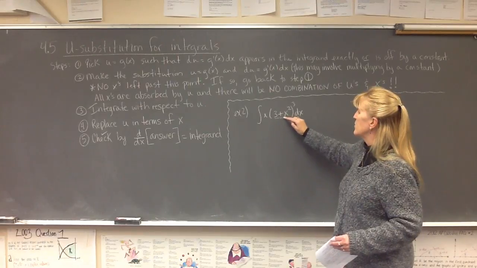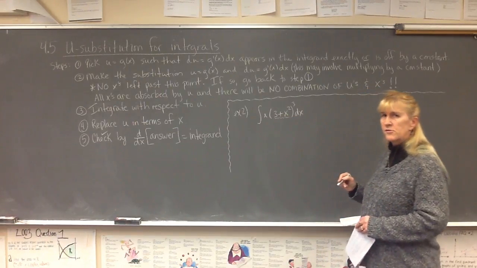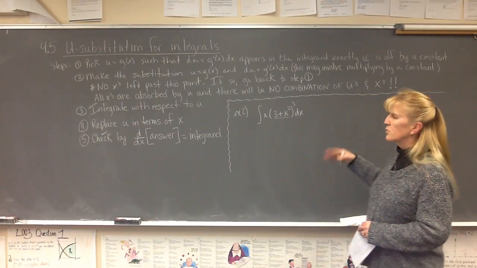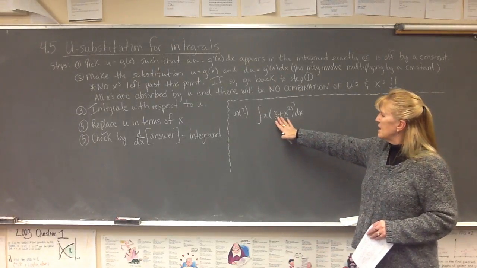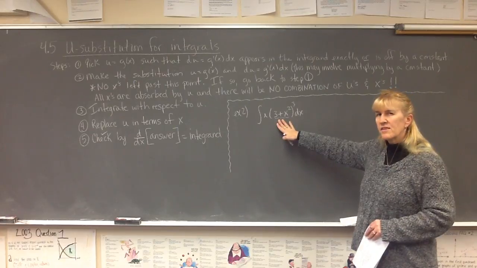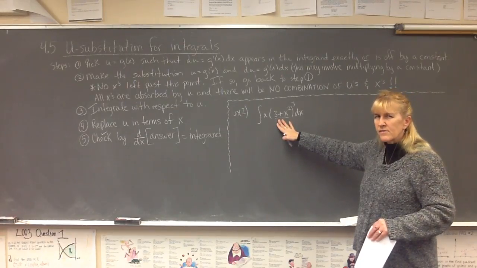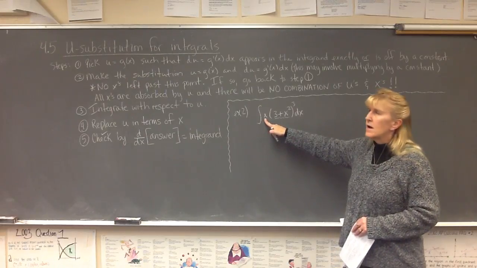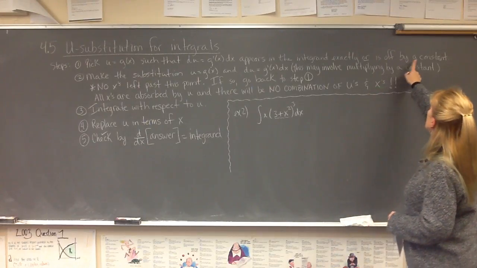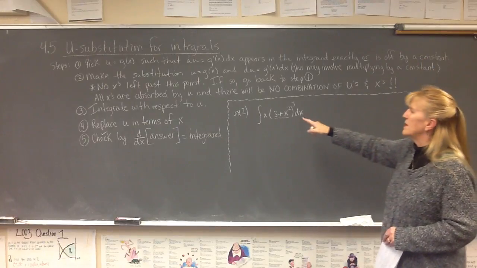Chances are whatever's in the parentheses is going to be my U-substitution, and if it's not, we'll see. There's other ways that we can attack the situation. But right here, if I were to take the derivative of 3 plus x squared, I would get a 2x. Well, I don't have a 2x sitting here, but I do have x sitting here. And that means that I'm off by a constant, and that constant would be my 2.